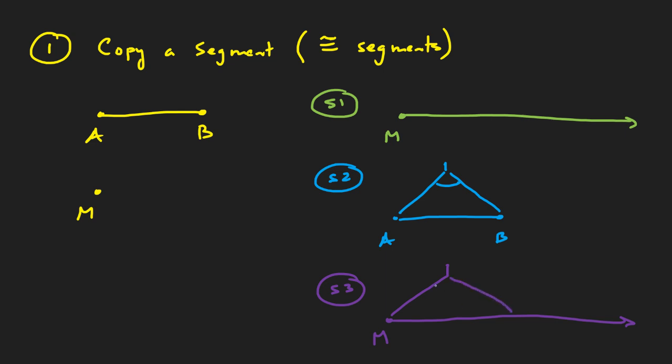And again, this needs to stay the same as that compass up there. And you're going to take the compass, and you're going to make an arc right there. That arc intersects the ray, marking the other endpoint N.